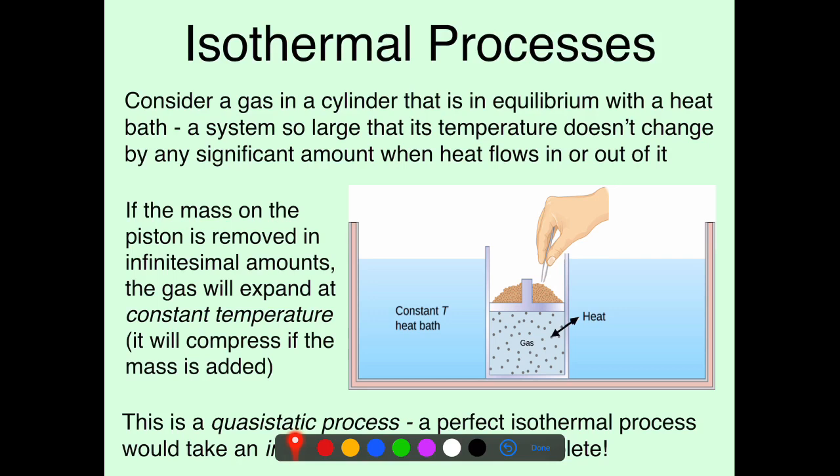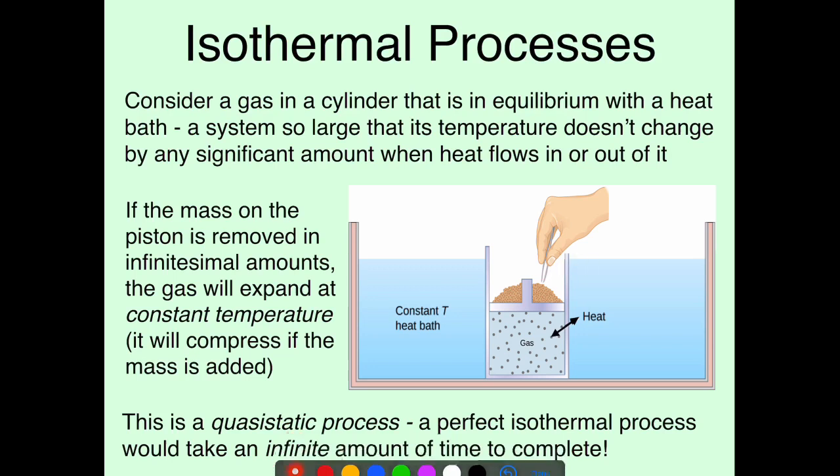Let's imagine the gas is expanding, so we'll take mass off to get the gas to expand. And again, we're going to do this by taking little infinitesimal amounts of mass off, one at a time. If we do it that way, and we adjust the mass in really, really tiny increments, we can get the gas to expand at a constant temperature. Or if you think about it the other way, if we add little tiny bits of mass one at a time, we can get it to compress at a constant temperature.